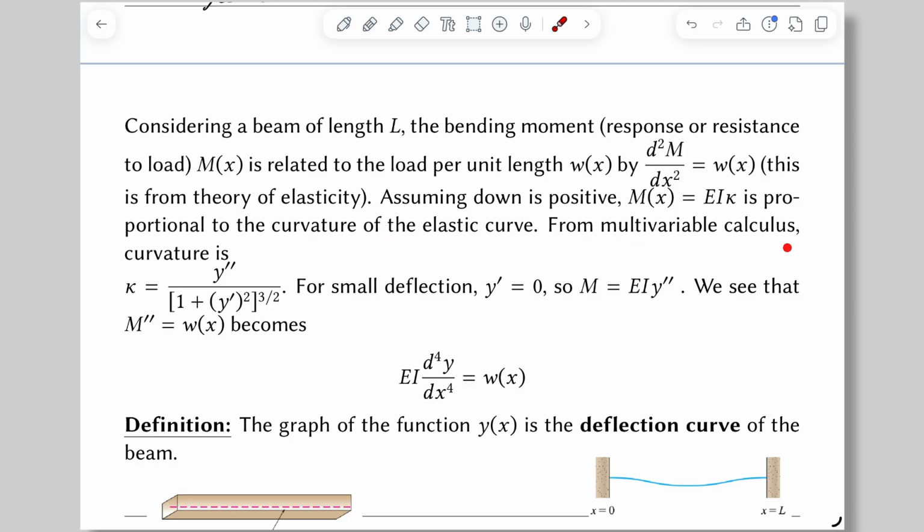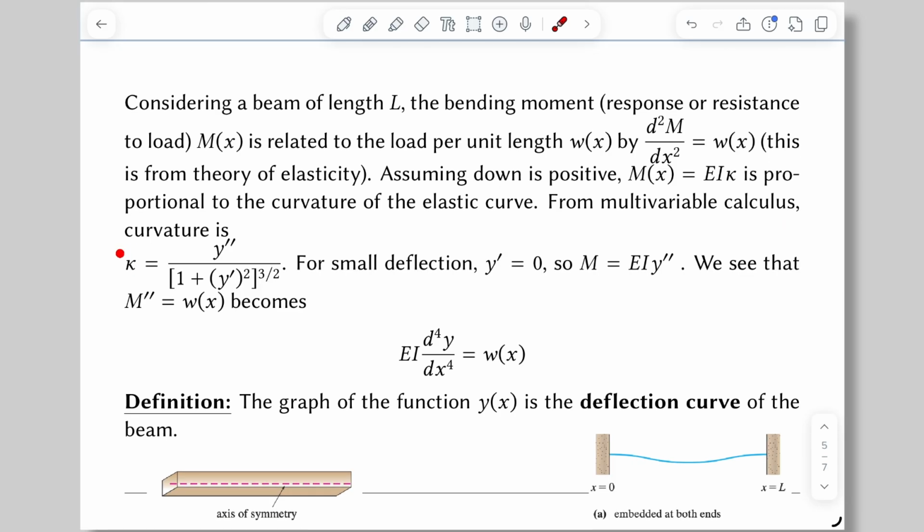Even if you haven't seen multivariable calculus, curvature is just how bendy a curve is. And we can understand this formula here, y double prime divided by (1 plus y prime squared) to the 3/2. But good news. We're considering small deflections, so y prime is basically 0. We don't have to worry about that denominator. So we get that M, the moment or the resistance to load, is EI y double prime.